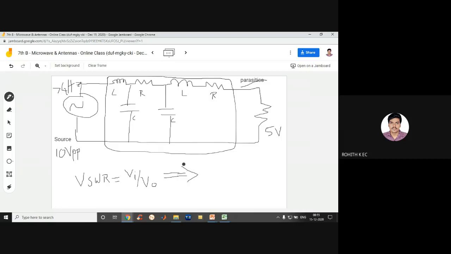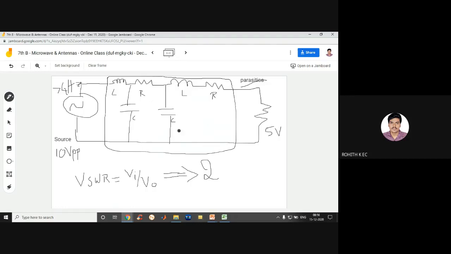Now tell me, what is the VSWR value that I'm going to get? It is 10 by 5. That will be equal to 2, right? So this VSWR, if it is greater than 1, it indicates that the transmission line is incurring losses and we have to do something to overcome these losses. Okay. Now, what is the solution to this problem?